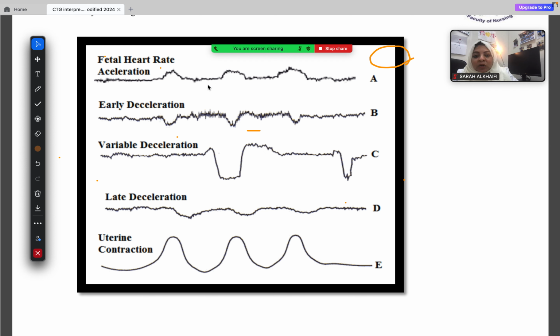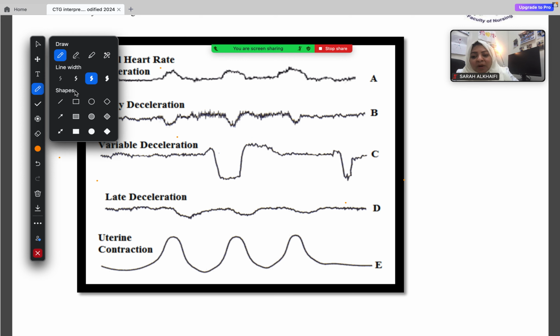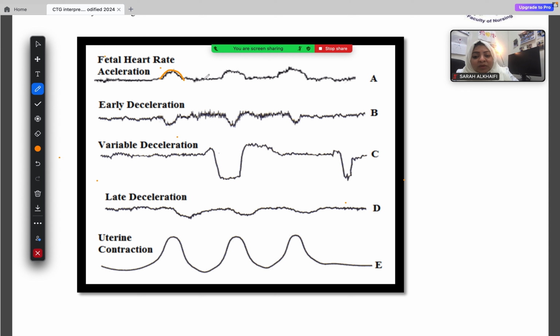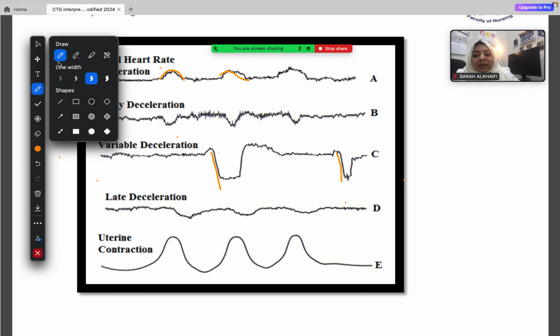So look at this example. Also, you have it here. We just put it in one box. What's the difference? What's acceleration? We said it's an increase. Remember the 15 by 15 rule. Early deceleration, we have to have a uterine contraction, and once the uterine contraction starts, the deceleration happens. Variable deceleration, we said it has no relationship with the uterine contraction most of the time, and you can see that there is an abrupt decrease in the fetal heart rate. Late deceleration, we explained that in detail. I think we are reaching the end of our revision.